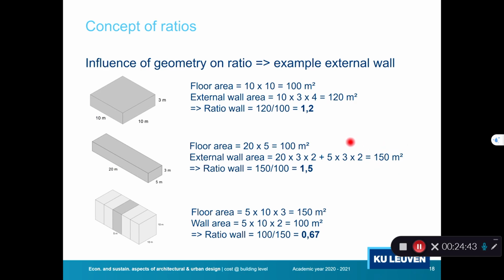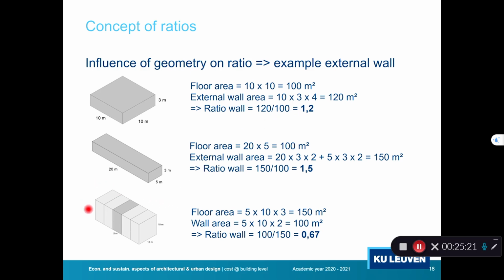I can immediately see that I have more external wall in the second case than in the first case. Why? Because my square meters of floor are actually the same. So in this case, it would not really be needed to calculate my ratio because my floor area is identical. So I can easily compare the amount of external wall that is different. If I calculate it anyway, it confirms what I said before, because 150 divided by 100 is 1.5, which is higher than in the first case.